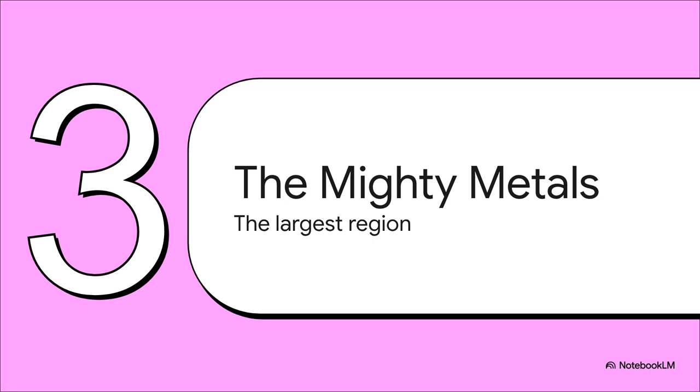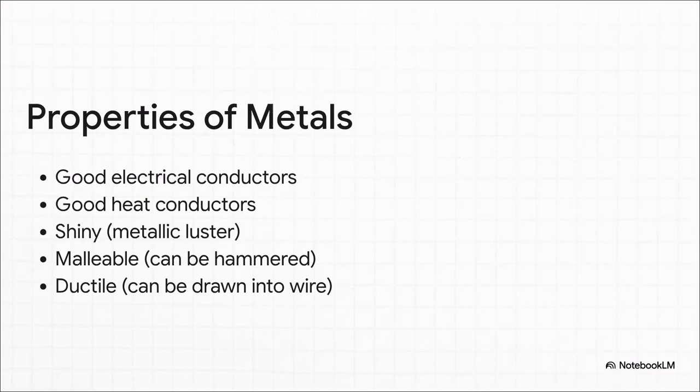All right, we've got the basics down. Time to start exploring. And we're going to start with the biggest neighborhood on this map by a long shot, the metals. They take up most of the left side and the whole center of the table. So what makes a metal? Well, they've got this classic set of properties you probably already recognize. They're great at conducting heat and electricity, they've got that signature shine, and they're often malleable and ductile. And those last two are really key, as we're about to see.